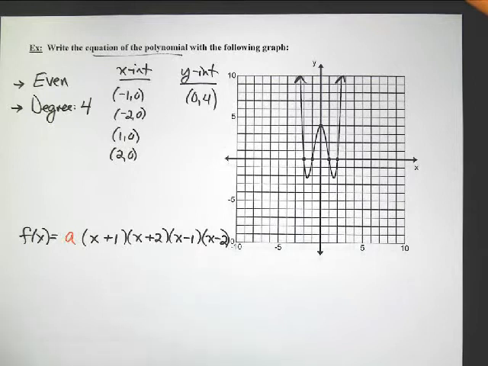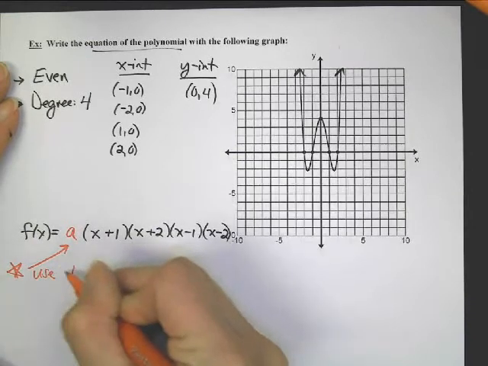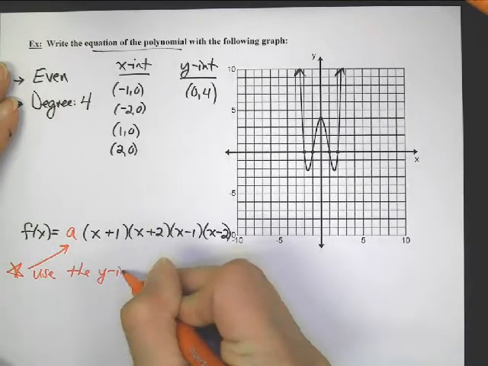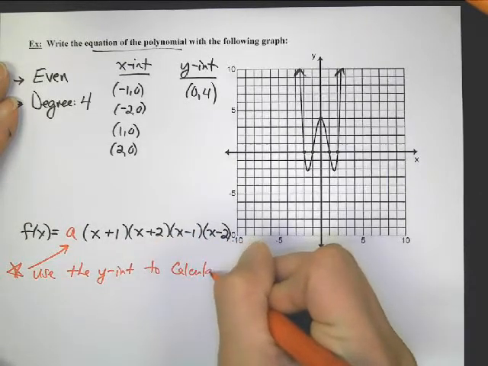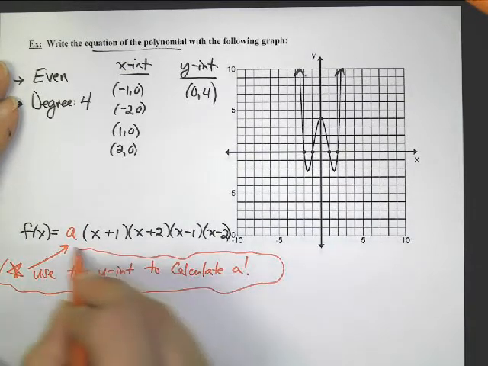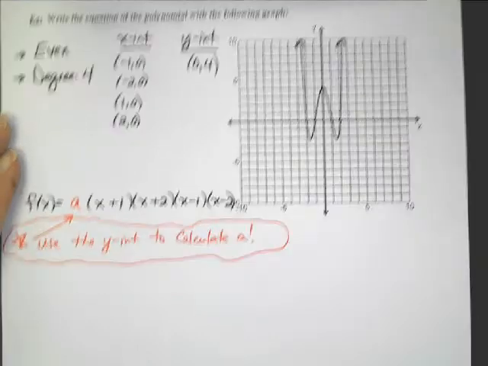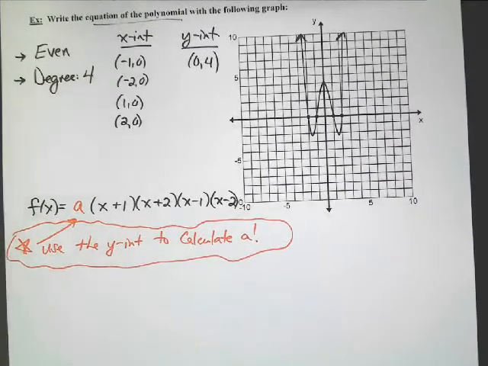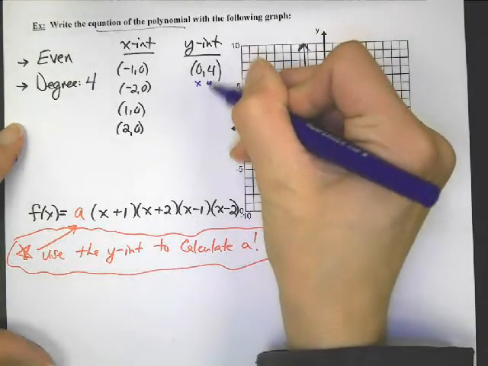Here comes the red marker again to write a note. Use the y-intercept to calculate a. Please write this down. I'm going to look in your notes tomorrow and make sure that you wrote that very important hint down. That's the one thing people will forget to find, even though they know how to do this problem perfectly. So the y-intercept is (0, 4). The x is 0 and the y is 4.